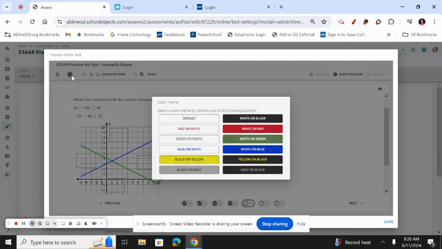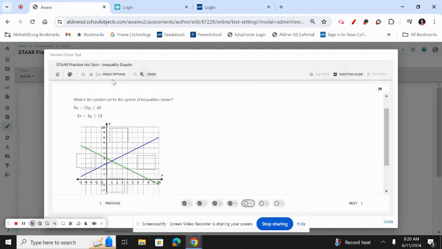So, let me see, it doesn't have the writing option. Alright, what I usually tell my students is to look at 10y is less than or equal to 40, divided by 10, and that's going to be y is less than or equal to 4. So I go to 4 and I want to be less than 4. So that means I'm going to be below the green line.